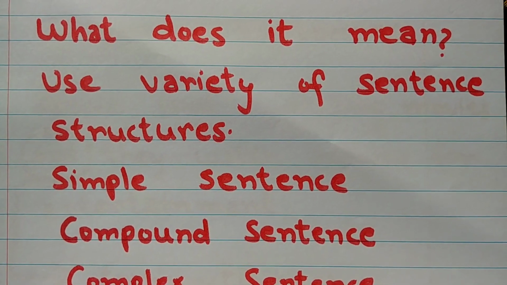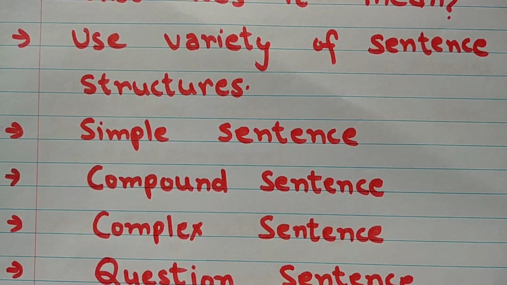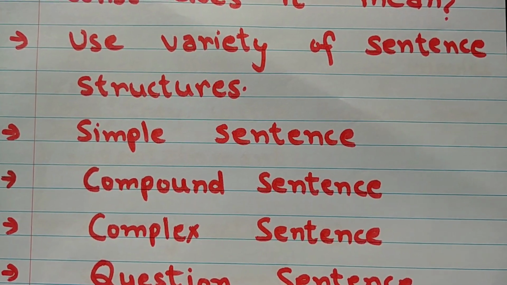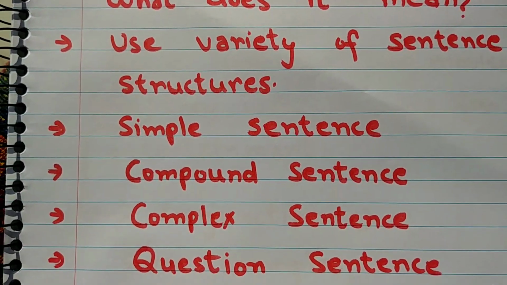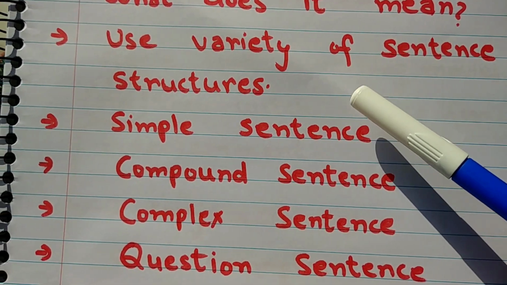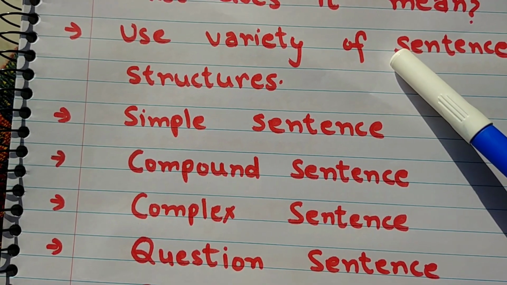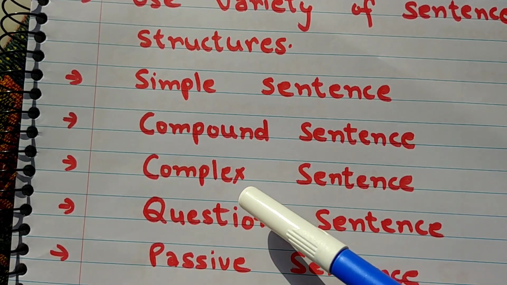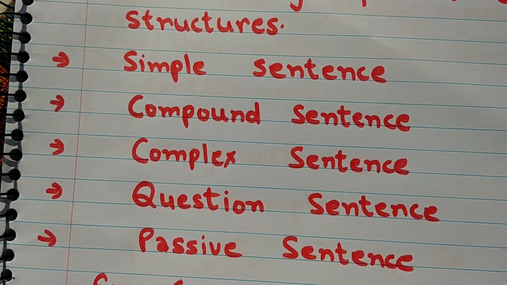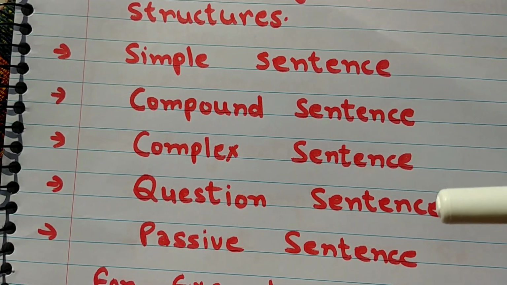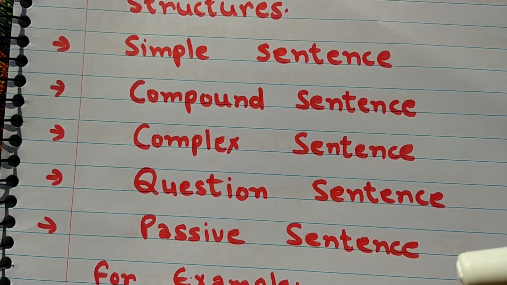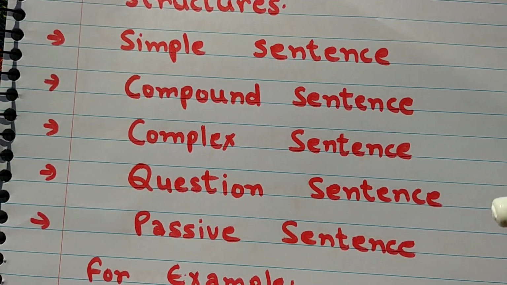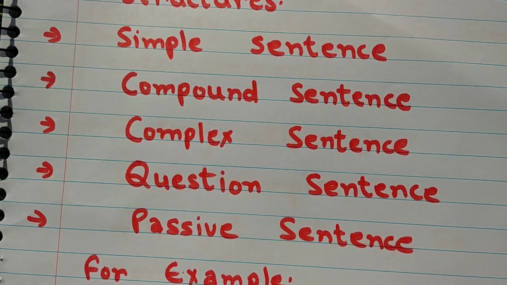So when we use a variety of sentence structures in a response, like we are not just using simple sentences, we are also using compound sentence structure. We are writing a response in complex sentences. We are using question statements. We are using passive sentences. So a mixture of sentence structures is called grammatical range. The examiner is not supposed to judge your answer based on your opinions. It doesn't matter whether you oppose or support an idea, but he is checking your grammatical range also.